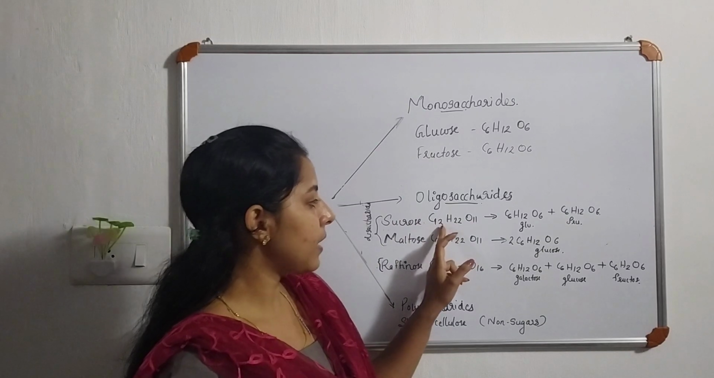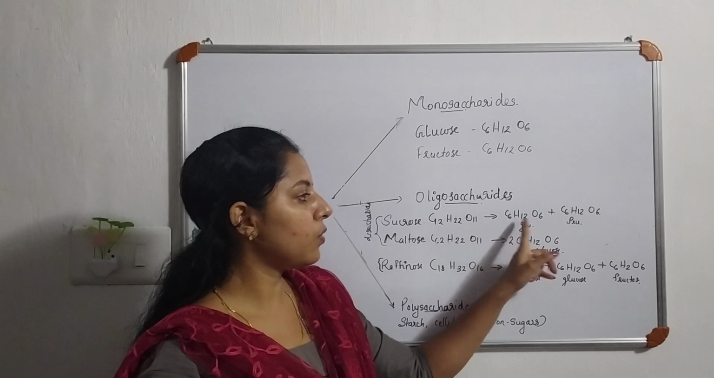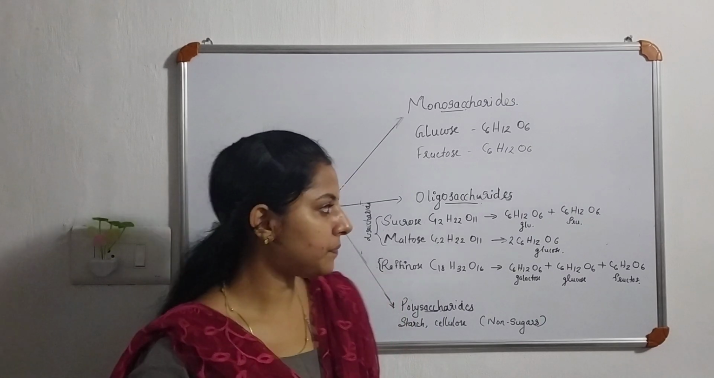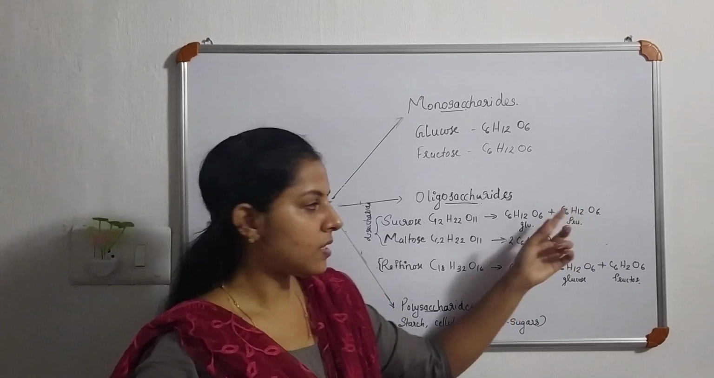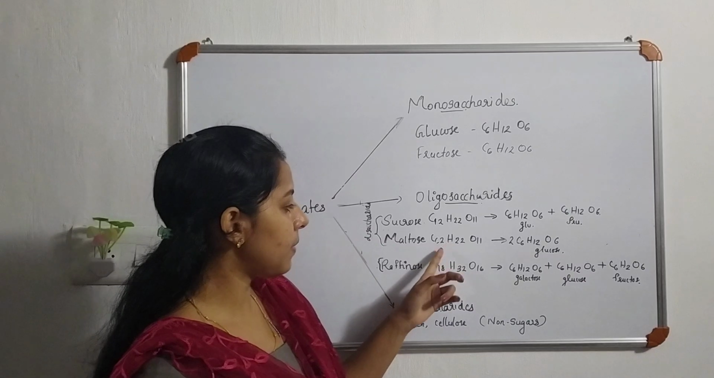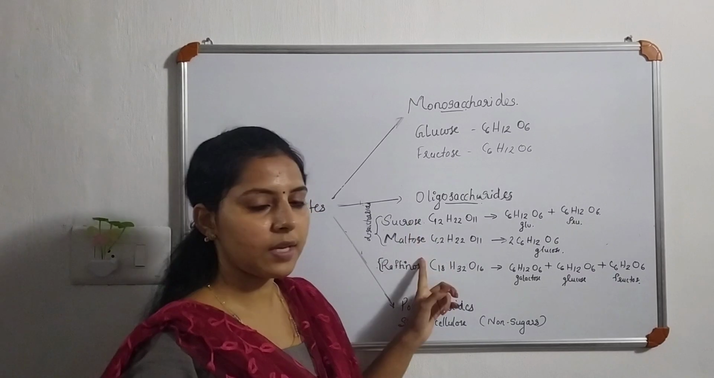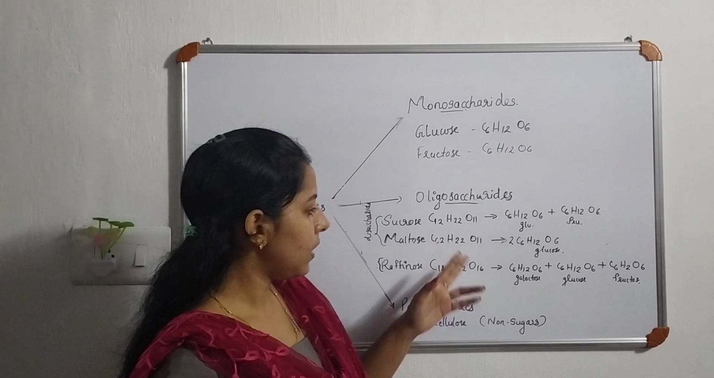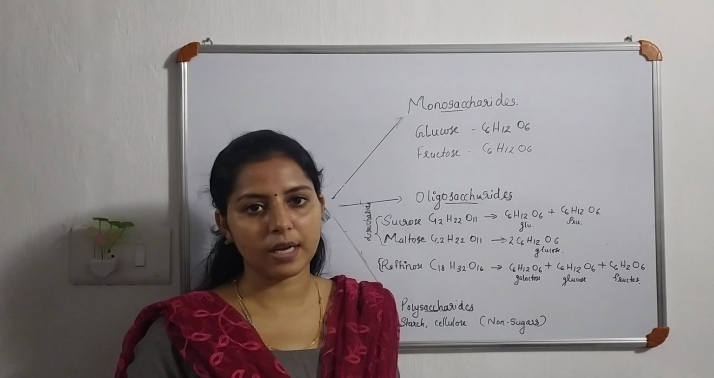Sucrose, its formula is C12H22O11, and on hydrolysis it gives glucose and fructose. Both have the same formula but their structures are different. So sucrose on hydrolysis gives 2 monosaccharide units, so it comes under the oligosaccharide category. Again, maltose. Its chemical formula is C12H22O11. The chemical formulas of sucrose and maltose are the same, but their structures are different. They are entirely different compounds, and maltose on hydrolysis gives 2 molecules of glucose, that is 2 molecules of monosaccharide units.